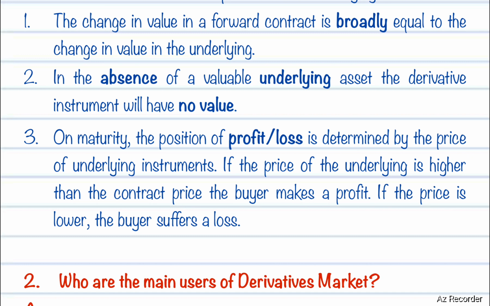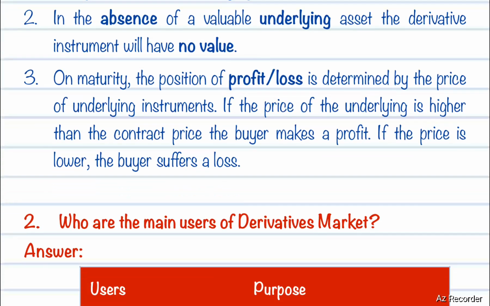On maturity, the position of profit or loss is determined by the price of underlying instruments. If the price of the underlying is higher than the contract price, the buyer makes a profit. If the price is lower, the buyer suffers a loss.